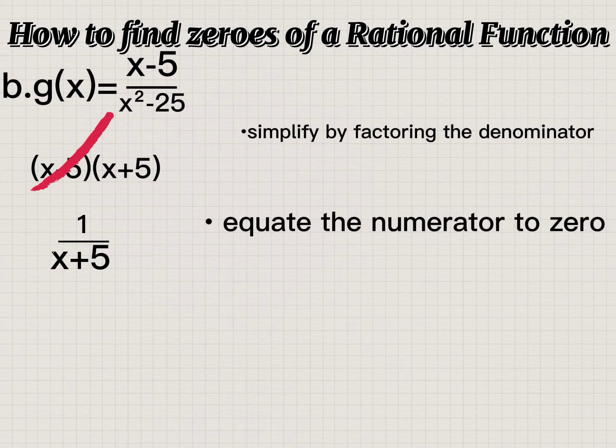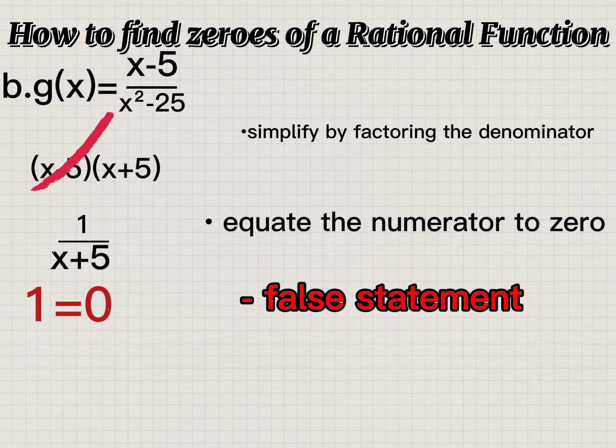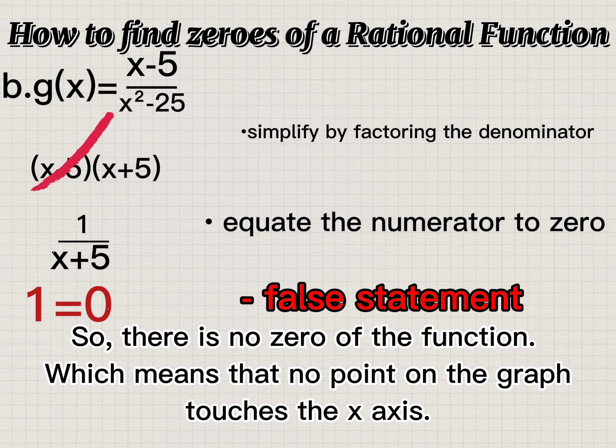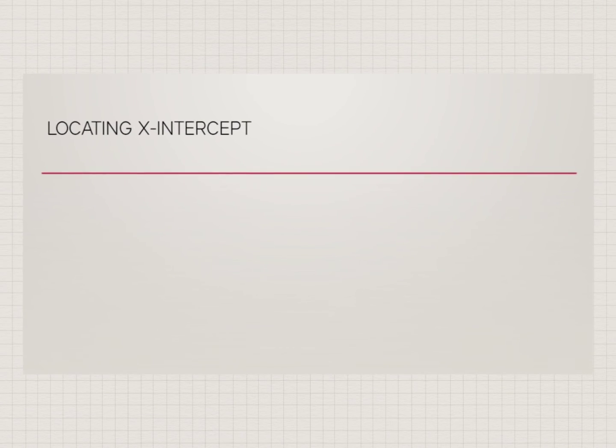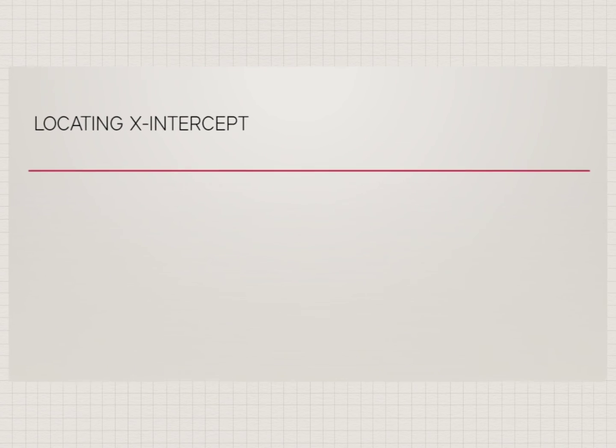And then, equate the numerator to 0. So, 1 equals 0. And 1 equals 0 is a false statement. So, there is no zero of the function, which means that no point on the graph touches the x-axis. And those are the methods in finding the zeros of a rational function. Now, let us jump into locating x-intercept in graph.